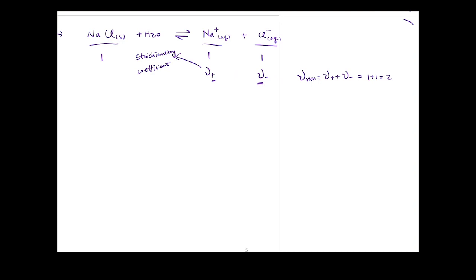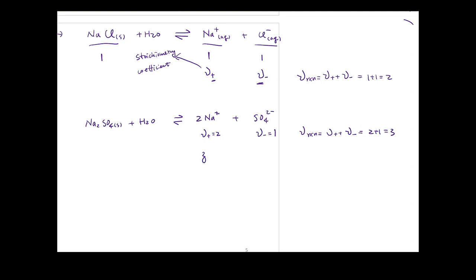So if today you have another salt, for example sodium sulfate, then you're going to have 2 moles of sodium plus and 1 mole of SO4 2 minus. So in this case, your mu plus equals 2 and your mu minus equals 1. Your mu reaction is going to equal your mu plus plus your mu minus, which is 2 plus 1, equals 3.